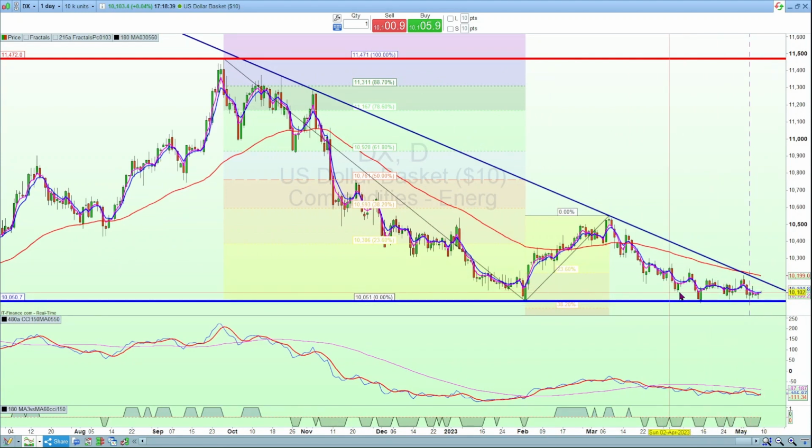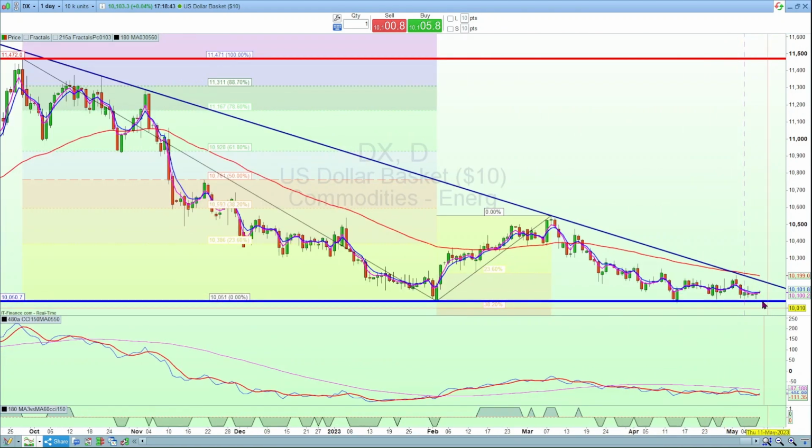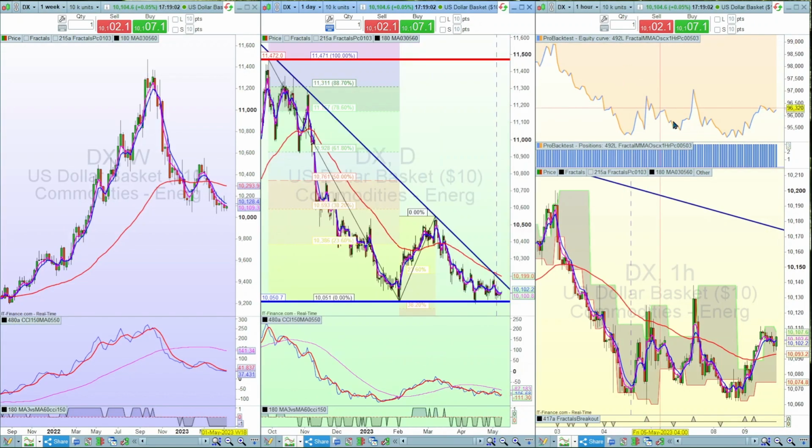Now you'll notice it's been bouncing off this support area for some time now, since February. It touched it the first time, and we need to see it break more significantly to the downside to continue the bearish outlook, or break above this diagonal descending line to be more bullish. But again, let's wait for the moving averages of both the price chart and the CCI to align before taking any trades on the lower time frames.